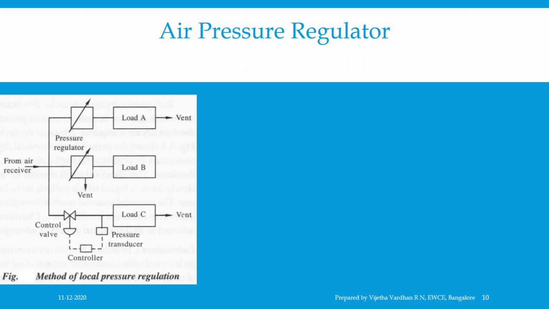Coming to the third method, the load is quite large and flow requirements are beyond the capacity of an ordinary inline regulator. Here, the pressure control loop comprises a pressure transducer, an electronic controller, and a separate vent valve. This method can also be used if the pressure regulating valve cannot be mounted locally at the point where the pressure has to be controlled.